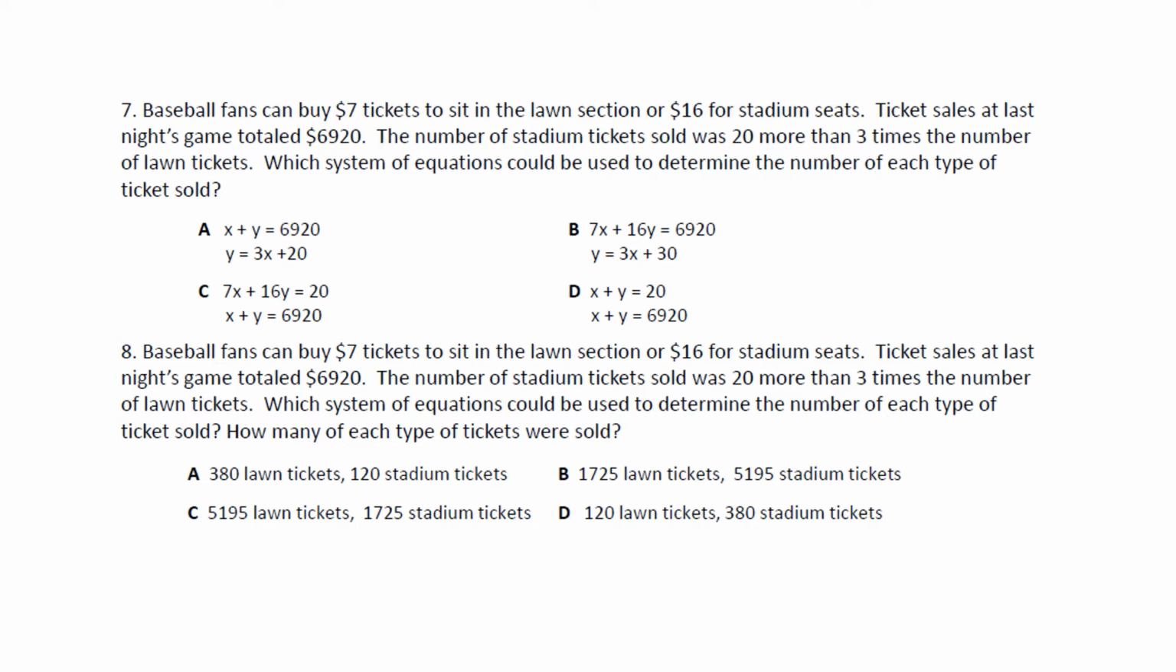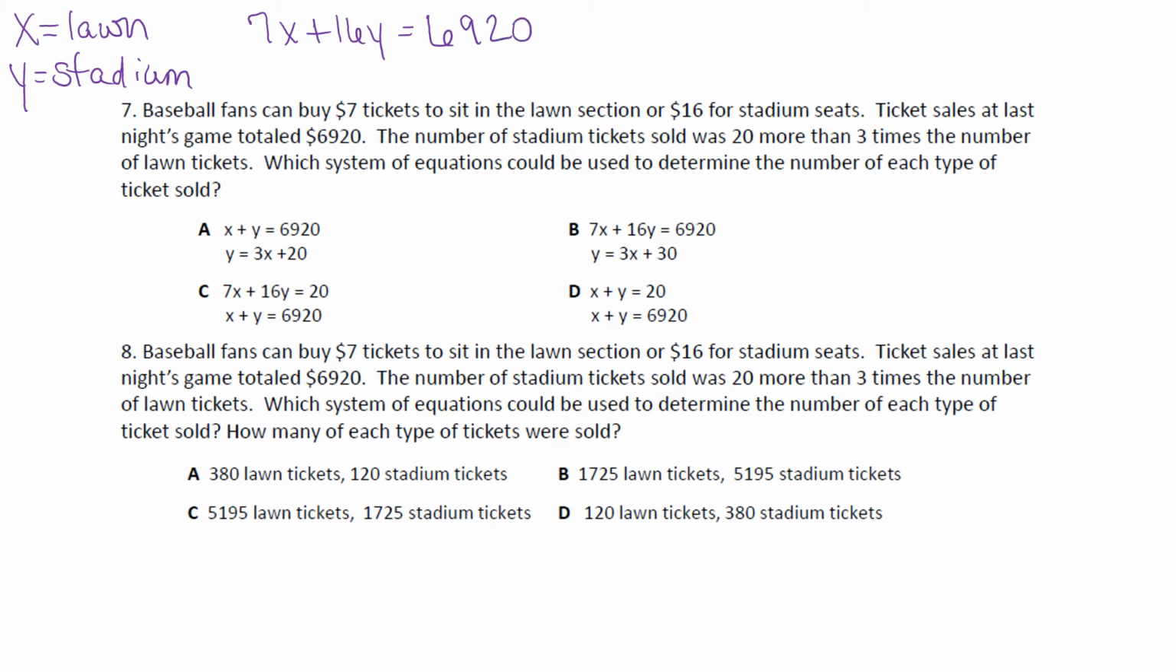So let's label our variables. X is going to represent the lawn tickets, and Y is going to be the stadium seats. Our lawn tickets are $7, so 7X. Our stadium tickets are 16, so 16Y. And that equals the total amount of money that they collected, which was $6,920.